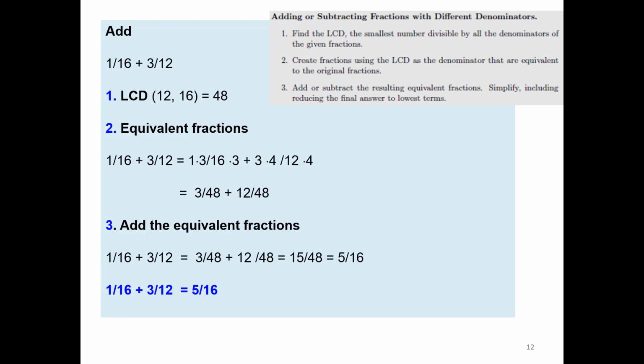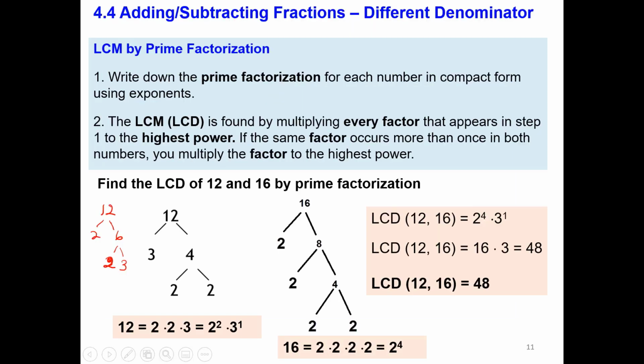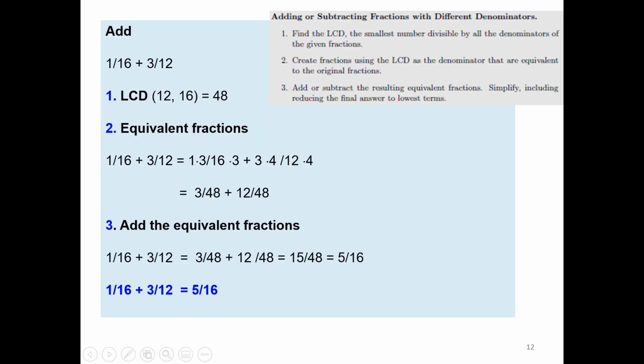After this point, it is the same thing we did before. Once we have the LCD, we want to add, for example, these two numbers, 1/16 plus 3/12. Then we know the LCD of 12 and 16 is 48. Then we want to get equivalent fractions.